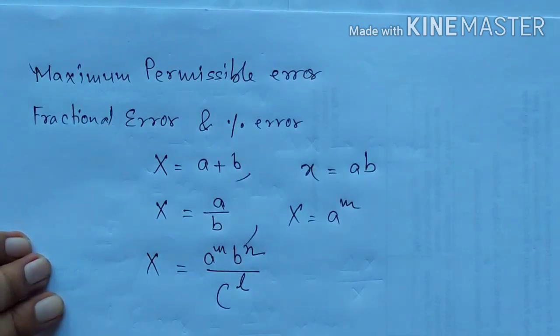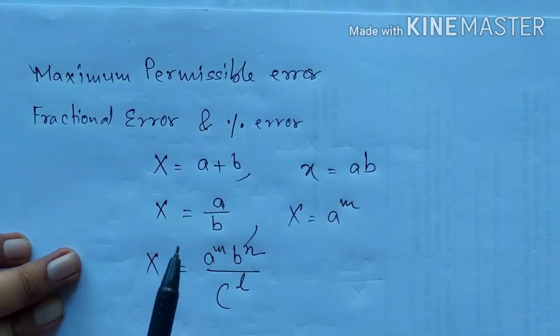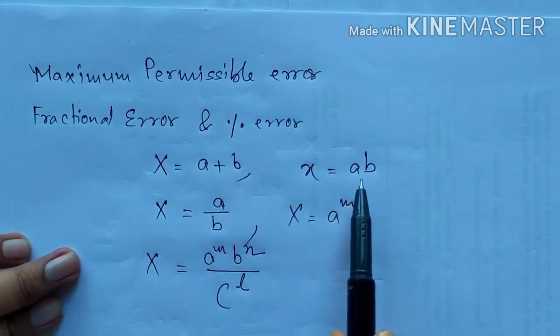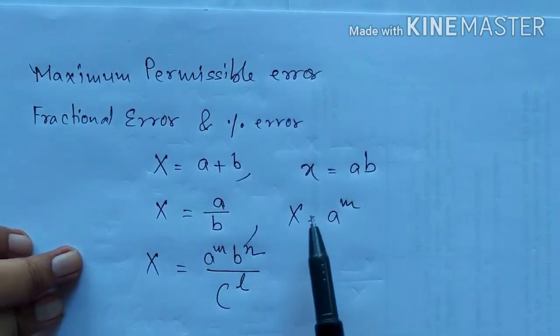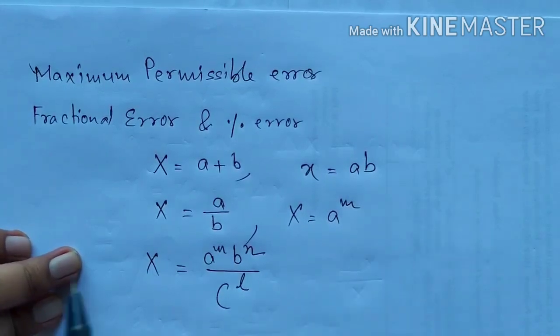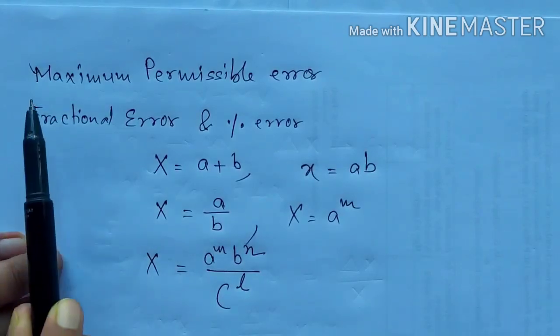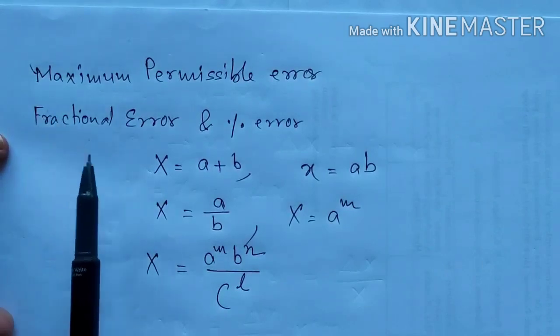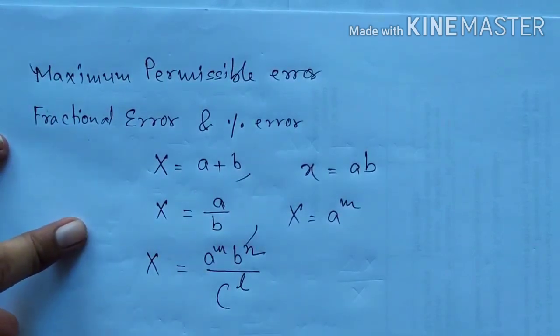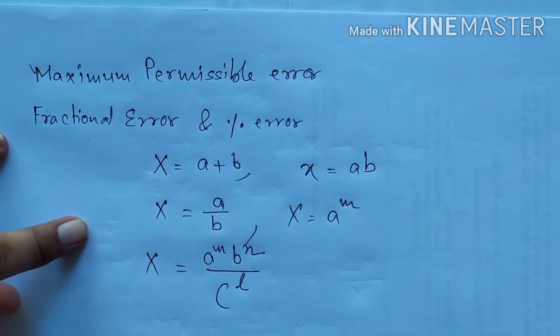When the result of my experiment, that is the true value, comprises of the form A plus B, or it may be even A minus B, or AB, or A by B, or A to the power m, or A to the power m, B to the power n, C to the power l, then how to get the expression of maximum permissible error, fractional error, percentage error? I shall be explaining each of these terms elaborately.